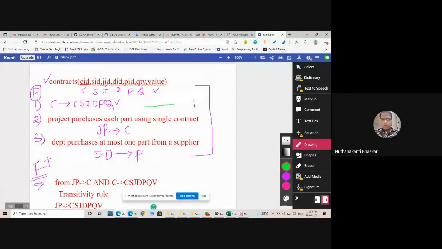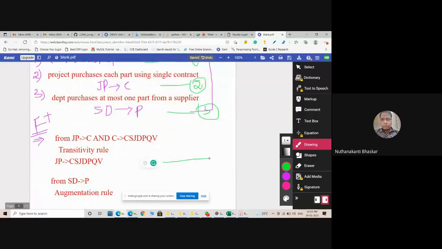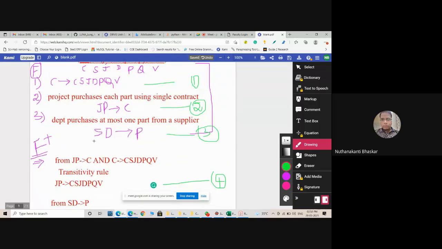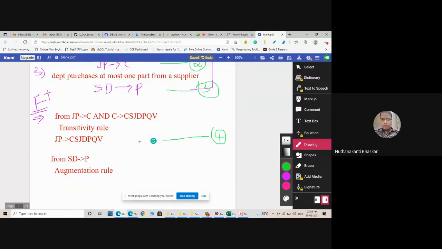This is equation 1. Now this is equation 2. Now this is equation 3. Now we got equation 4. Now we are planning for equation 5. For that, if you observe, SD determines P. Already here we have taken SD determines P. From this we have to do augmentation, which means we have to multiply some other variable on both sides.